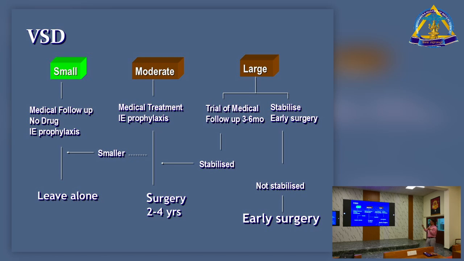If it is still large, the patient will be given a medical trial therapy, and if there is no improvement, take to surgery. So a trial of medical therapy for 3 months, and the patient is not improving, it is a very large VSD, you have to take for early surgery. Other patients who are responding, wait till 2 to 4 years, before school entry. A very small defect you can leave alone. So this they are likely to ask.